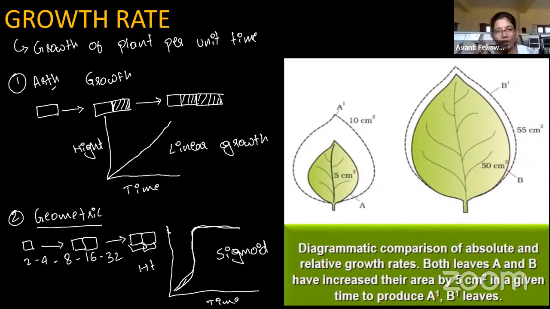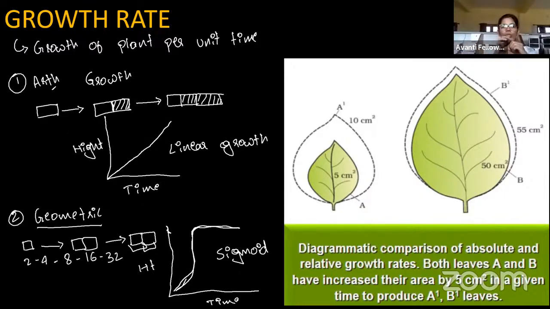So is that clear? Growth rate, which means the growth of a plant per unit time, we will call a growth rate. In that we have 2 types of growth rates: arithmetic growth and geometric growth. Arithmetic growth means there will be 1 cell. This 1 cell is going to divide into 2 cells. Out of these 2 cells, one will become specialized. Specialized means, we all know, it cannot divide again.